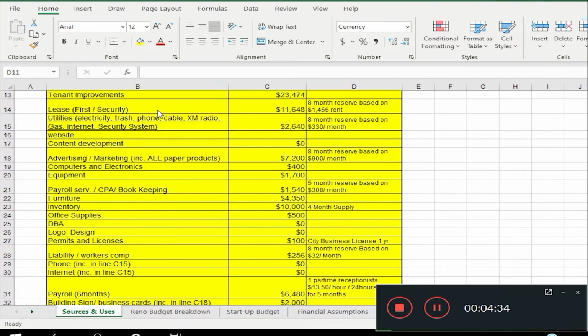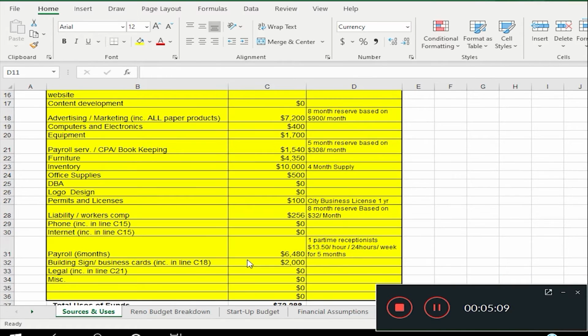Now down here you'll see the lease, like how much I'm spending on lease, and I put in the notes that I want to have at least an 8-month reserve for rent, and I was calculating my rent to be no more than $14.56 a month. So I wanted to have at least an 8-month jump start. That's really important, you guys, and I can go more into detail about that if you want to learn a little bit more about budgeting for the startup of your business. Please do comment down below, but this is really just an overview of how I did this.